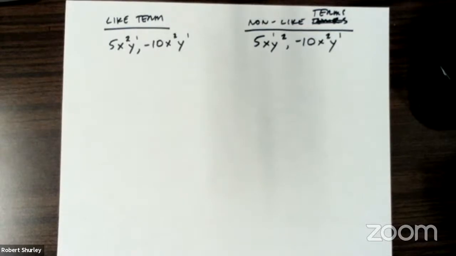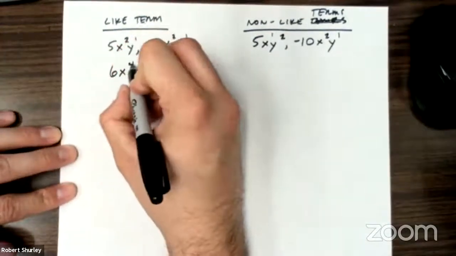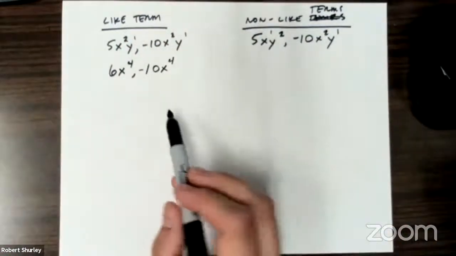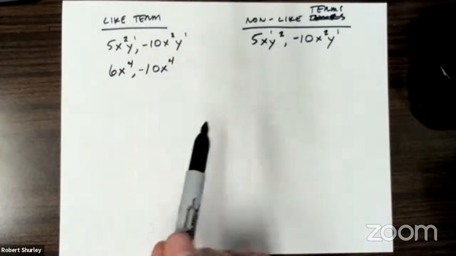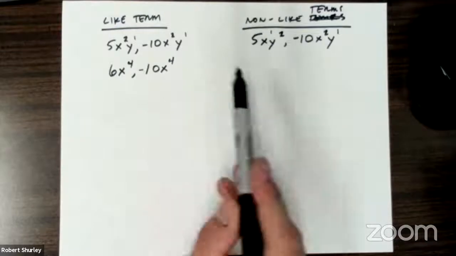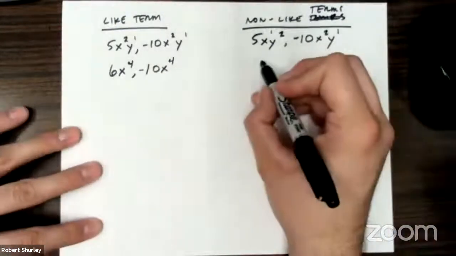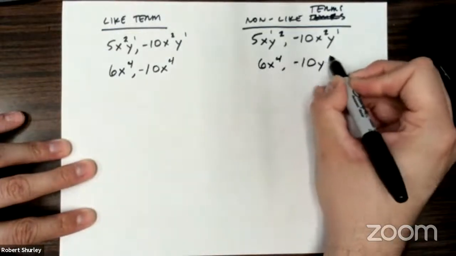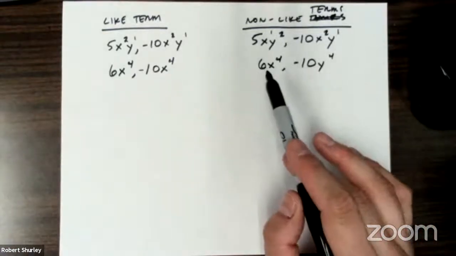Let's look at a few more, ones that we'll see more commonly. Let's say we had 6x to the fourth and negative 10x to the fourth, right? These would definitely be like terms. We've got the same variable x, and it's raised to the same exponent 4. A non-like version of this would be if we changed one of the bases. Let's say it was 6x to the fourth and negative 10y to the fourth. These would be non-like terms, right? Because we have a different variable.